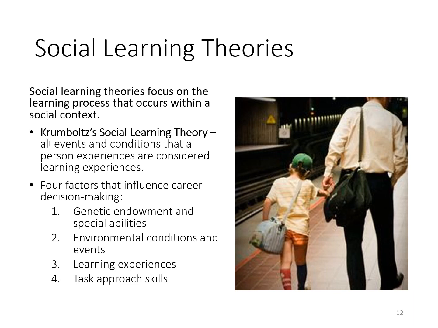According to Krumboltz's social learning theory, it is believed that people are born with certain characteristics. All of the events and conditions that a person experiences in their lives are considered learning experiences in which the individual then duplicates successes and avoids failures. Four primary factors that influence career decision-making include genetic endowment and special abilities, environmental conditions and events, learning experiences, and task approach skills, which are skills people apply to new tasks or problems.